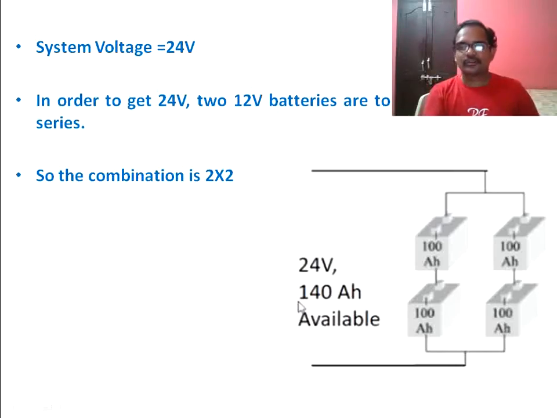So from a single string we will get 70 ampere hours. From the second string also we will get 70 ampere hours. Combined, we will get 140 ampere hours. And the battery voltage is 12 volts plus 12 volts, 24 volts. The voltage across each and every string is 24 volts. So the total system voltage is 24 volts, and 140 ampere hour capacity is available from the battery bank. That is how you design a battery bank.